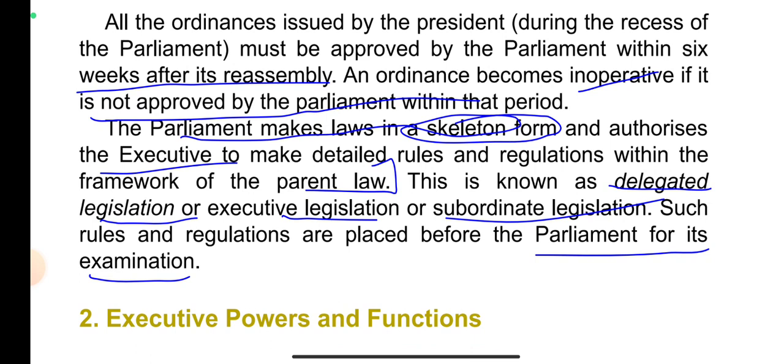An ordinance becomes inoperative if it is not approved by the Parliament within that period. The Parliament makes laws in a skeleton form and authorizes the executive to make detailed rules and regulations within the framework of the parent law. This is known as delegated legislation or executive legislation or subordinate legislation. Such rules and regulations are placed before the Parliament for its examination.